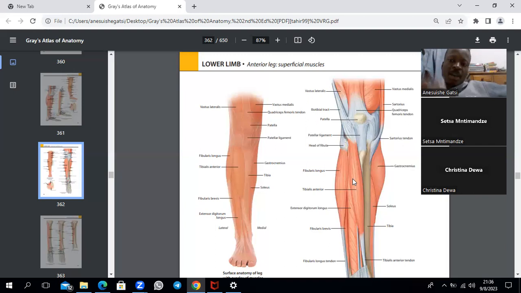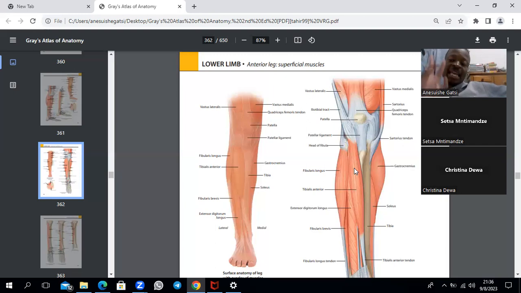So all muscles on the anterior leg originate from the fibula, except one. So what's left for me is to remember the exception. And the exception is quite clear. It is called tibialis anterior. The origin for the tibialis anterior is the tibia.